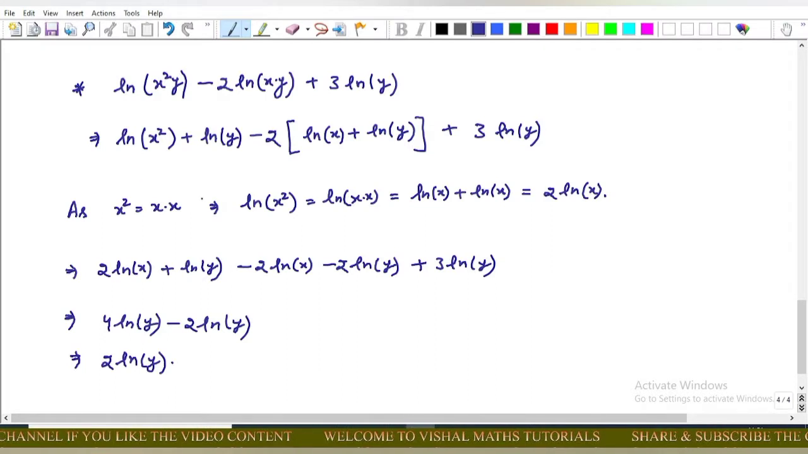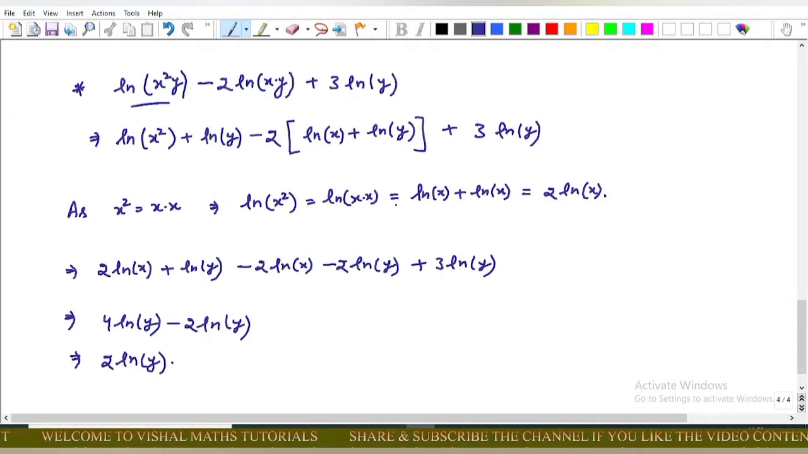For this question we are given logarithm of x square y minus 2 times logarithm of xy plus 3 times logarithm of y. Now for this, firstly take x square as a and y as b. So using this result we have logarithm of x square plus logarithm of y minus 2 times, in brackets, applying the same result, logarithm of x plus logarithm of y, plus 3 times logarithm of y. As we know that x square is equal to x times x, this implies that logarithm of x square equals logarithm of x times x.